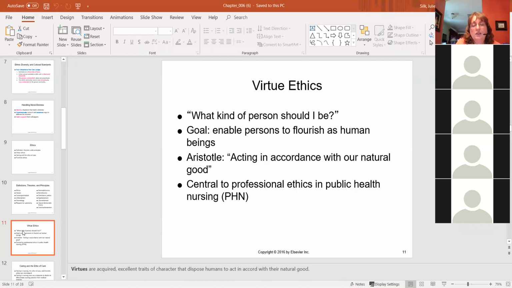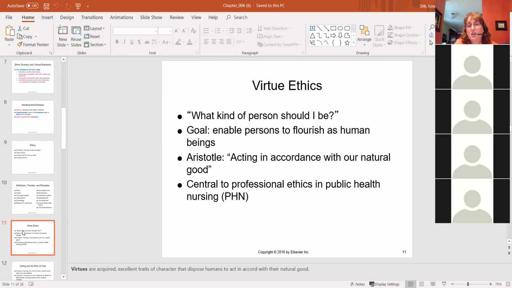All right, so this talks about virtues. Virtues are acquired. They are excellent traits of character that dispose humans to act in accord with their natural good. So on this slide, it talks about, hey, what kind of person should I be? Our virtues contribute to that. Our goal is to enable people to flourish as human beings.